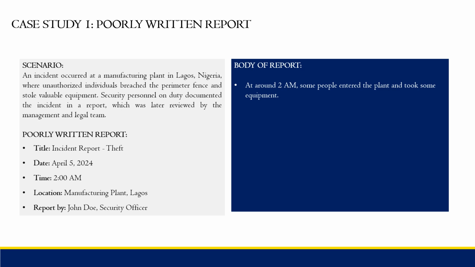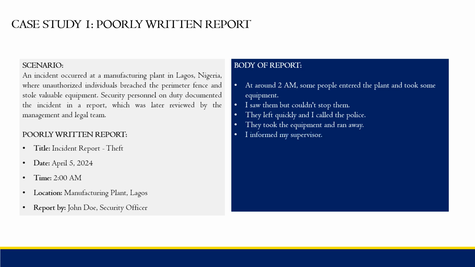At around 2 a.m., some people entered the plant and took some equipment. I saw them but couldn't stop them. They left quickly and I called the police. They took the equipment and ran away. I informed my supervisor. Conclusion: the equipment was stolen. Police came later. Signed, John Doe.